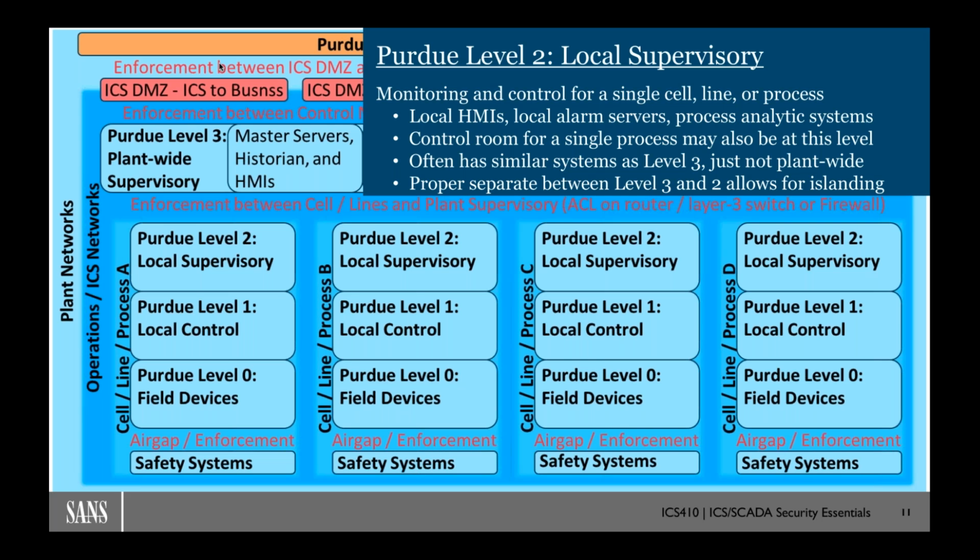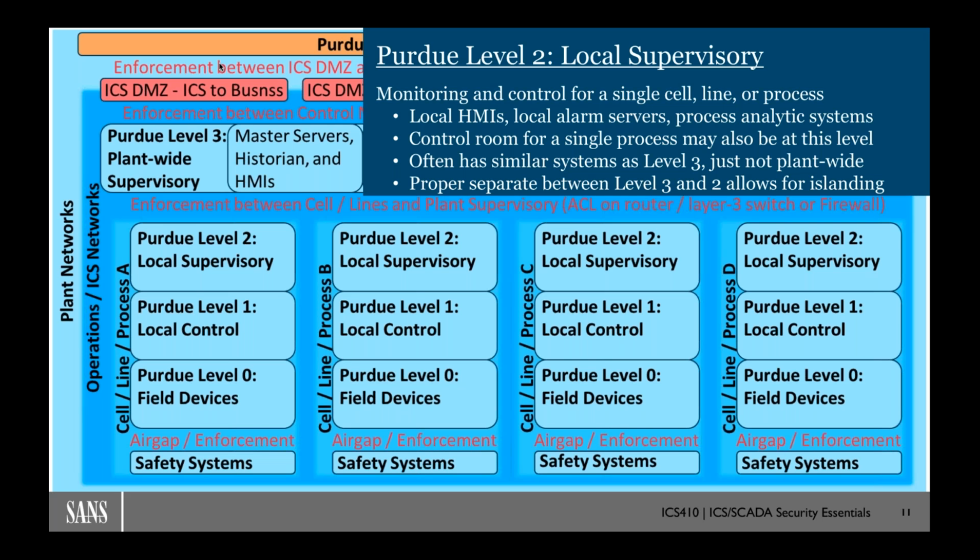You can very cleanly see that each process does have its own level 0, level 1, and level 2, right? Level 2 is going to be that local supervisory area. That's where the HMIs or the alarm server or process analytics for that one single manufacturing line is placed.